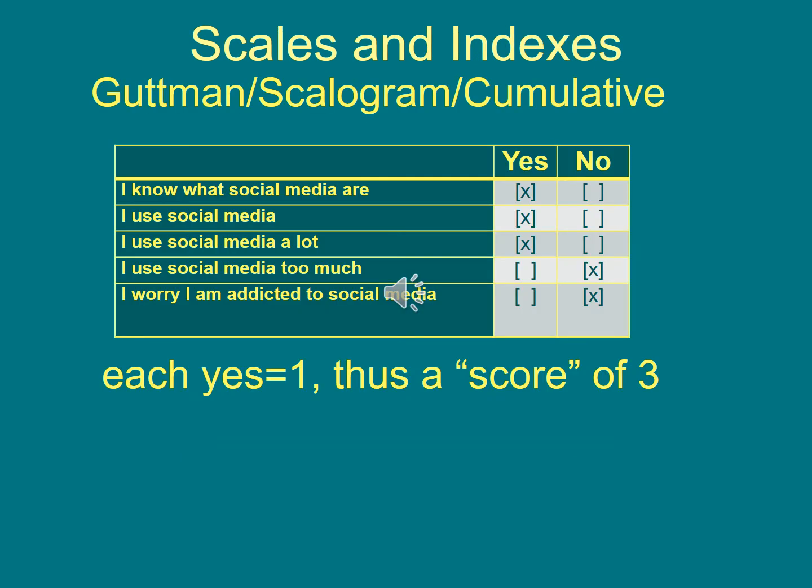The last type of index I'll talk about is the so-called Guttman, also called scalegram or cumulative index. It's cumulative because the scores, or the answers rather, build on each other. In the ideal, and it is an ideal, if I answer yes to question 3, I must also have answered yes to question 1 and question 2. Hence, getting a score of 3 tells the researcher that I've responded positively to all the previous questions.